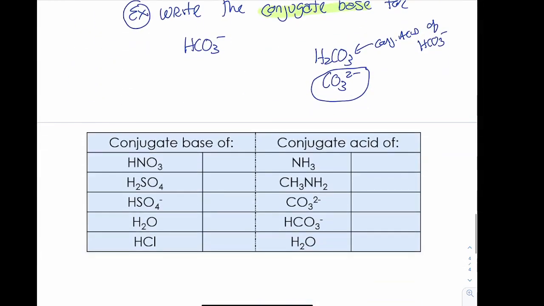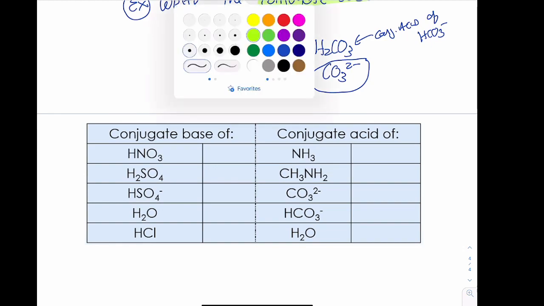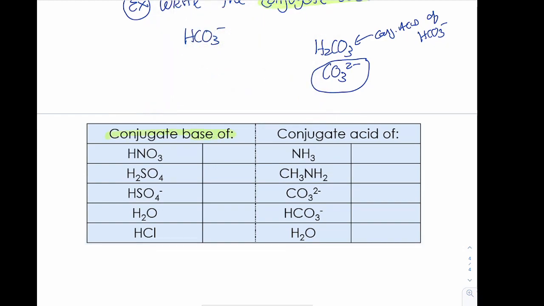So an example for you to try, I have a table here, so please hit pause, copy the table down into your notes, and then complete the table. In the first column, I want the conjugate base of those things, so you're going to fill that in here. And in the second portion, I want the conjugate acid of those things, so you'll write them in here. Again, please hit pause, complete the table, and then when you're ready to check your work, hit play again.